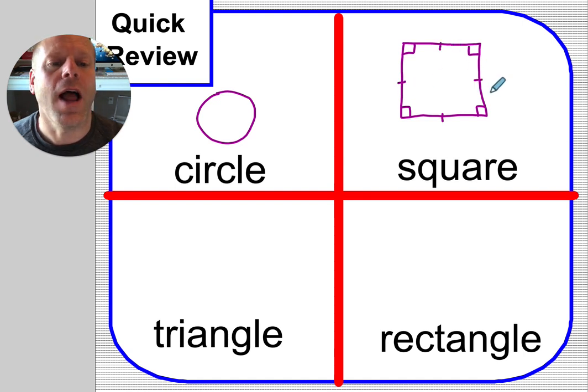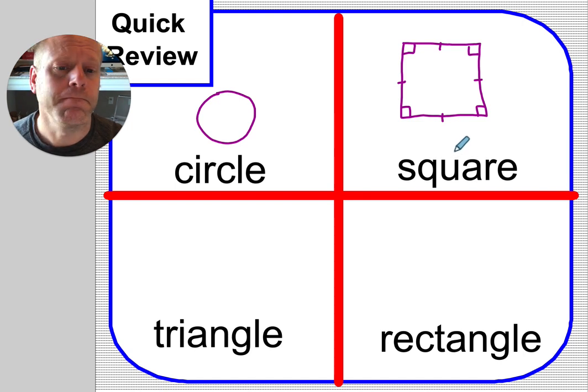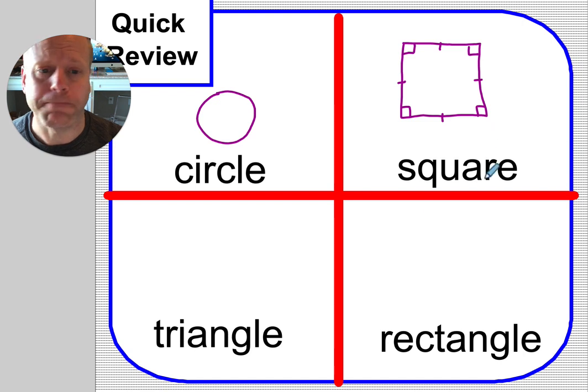So I'm putting a little hash mark or hatch mark, I don't know what exactly they are, to indicate that this side is the same length as this side. Four sides, all right angles, that's called a square.